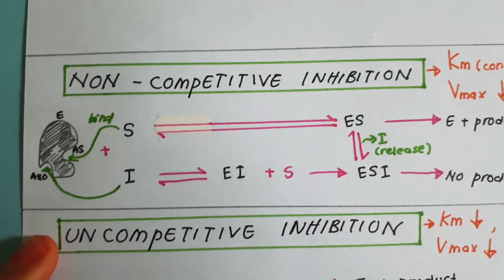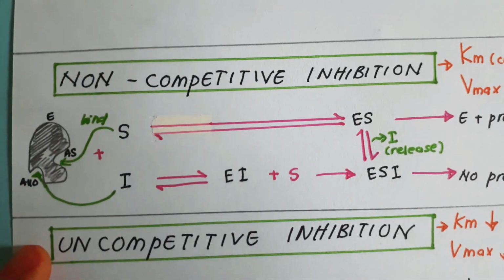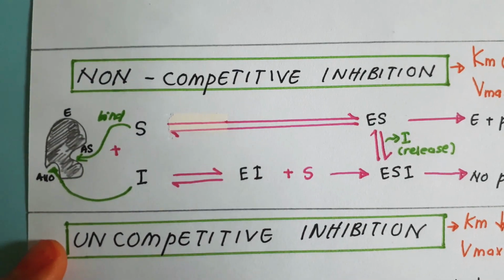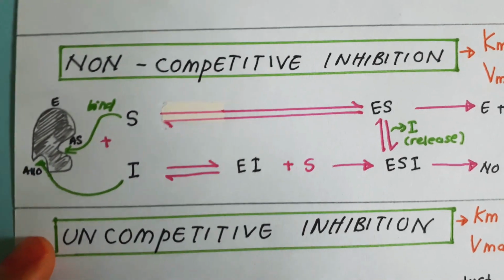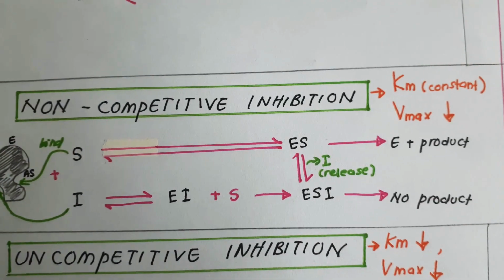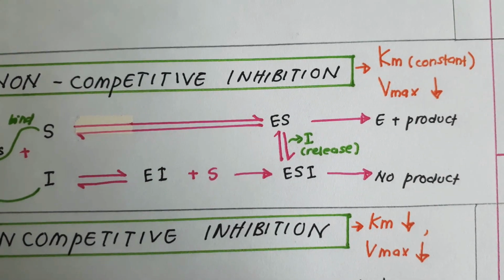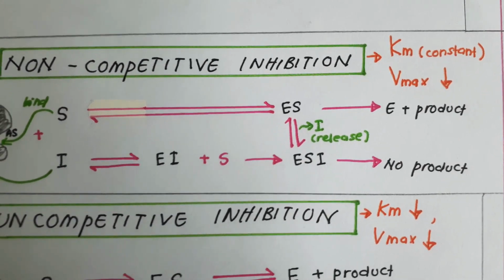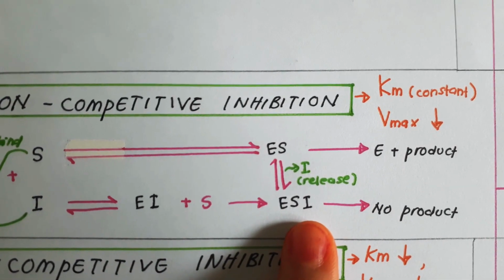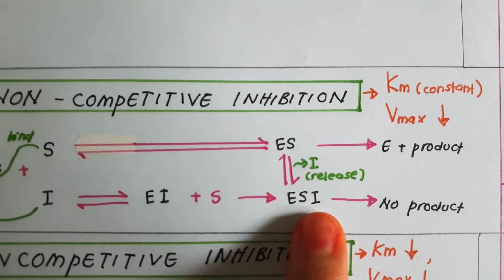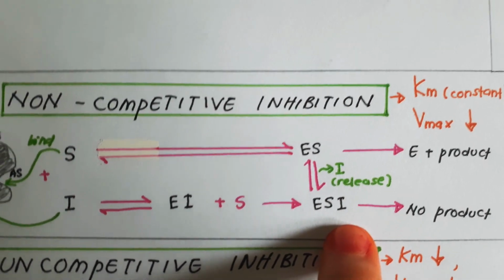The enzyme inhibitor complex can still bind with the substrate because, as I mentioned earlier, the inhibitor binds at the allosteric site, so the substrate can still bind with the enzyme at the active site. Enzyme inhibitor bound with the substrate will form an enzyme substrate inhibitor complex. At this reaction, the enzyme substrate inhibitor complex can still become enzyme substrate by releasing the inhibitor.